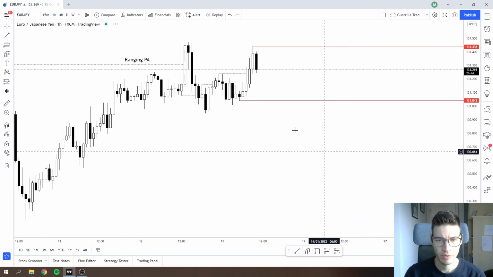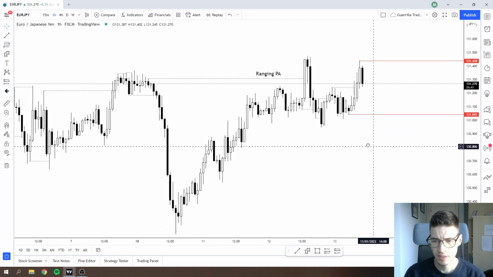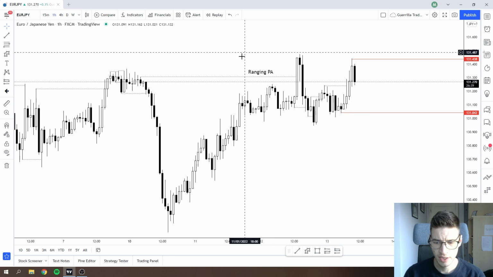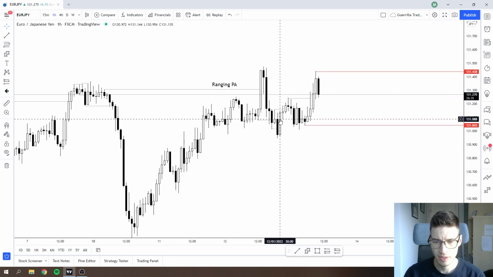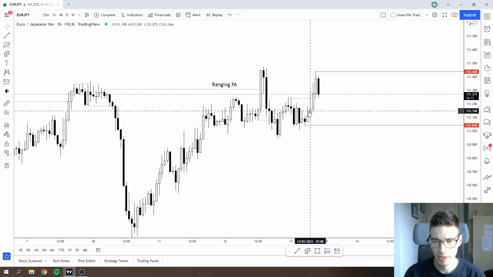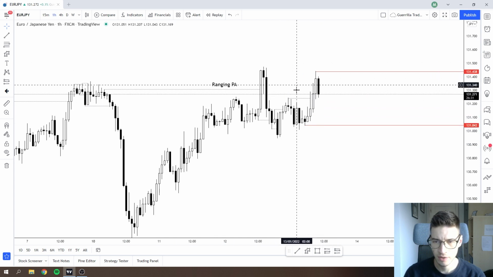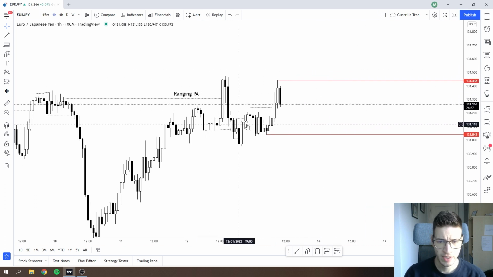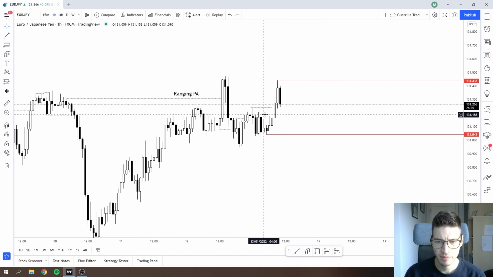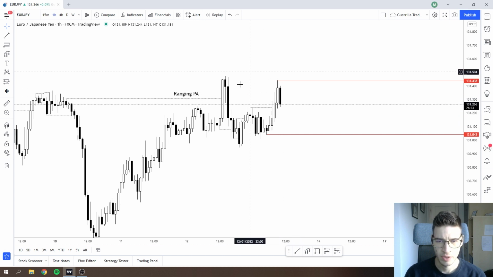Let's move on to the euro and the Japanese yen. So this pair I classify as ranging price action because we just broke the high, retraced, we broke the low, retraced, broke the low, retraced, then we broke the high, retraced, broke the high, got a big wick and retraced. Not really showing me any direction, not really showing me any momentum.